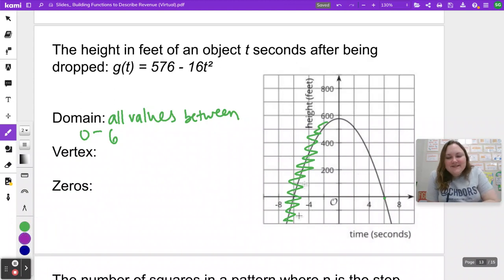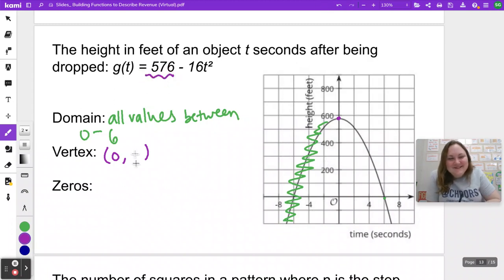Our vertex, because our parabola is facing downwards, is that highest point right here. And so our vertex is at 0 on our x-axis. Again, I could look at this and try to estimate what number that is, but we actually have the number somewhere.